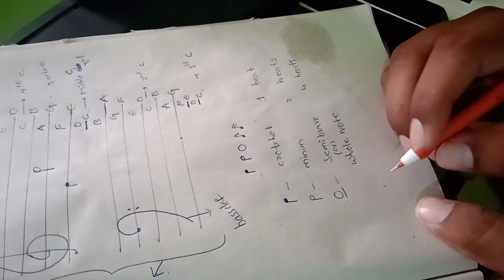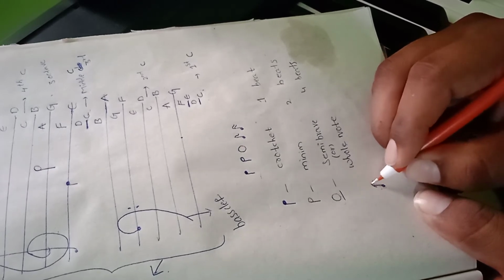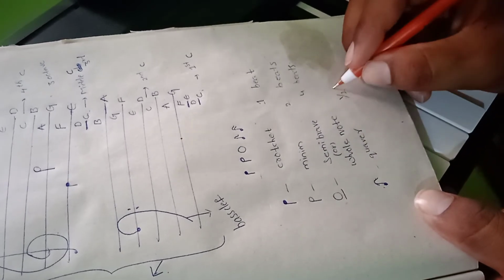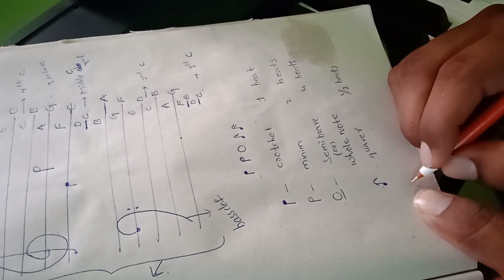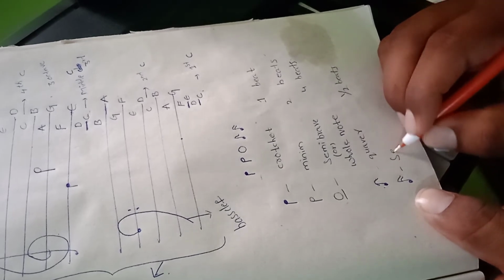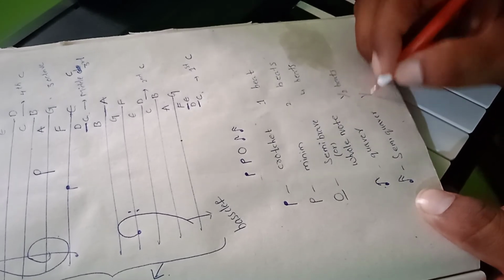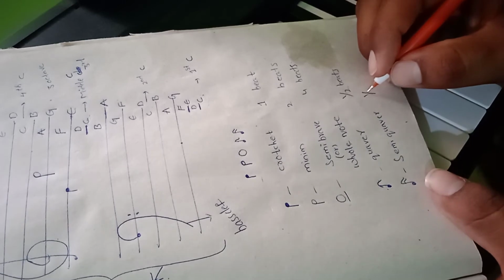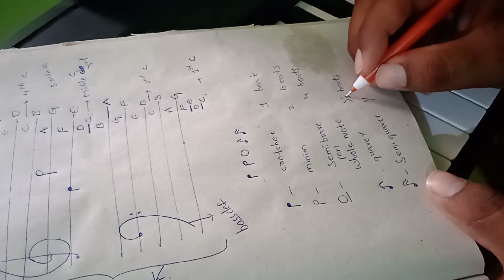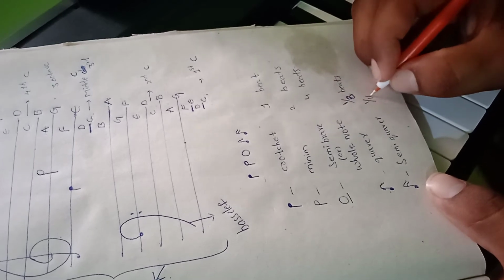Now we have off beat notes, quavers and semi-quavers. This is a quaver, which is off beat, and this is a semi-quaver. This is 1/8th beat. We call it 1/8th off beat. This is 1/16th beat.